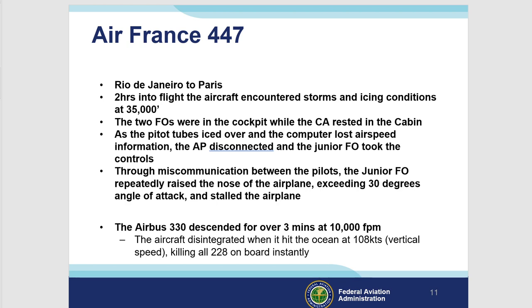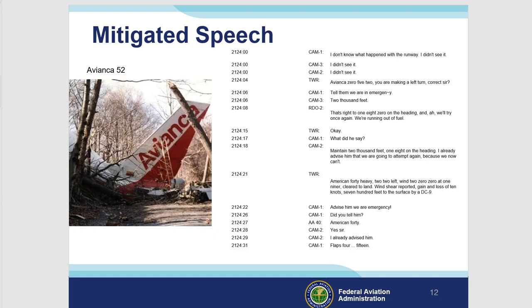Now, did that have to happen? And why did it happen? Obviously, they had some mechanical issues, right? They had the issue with the pitot tubes icing over there. So let's jump here now and talk about why some of these things are happening in airplanes. Mitigated speech is what we want to talk about here. Mitigated speech is the idea that we're going to maybe downplay the significance of something we're trying to say.